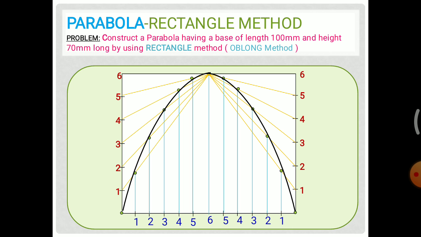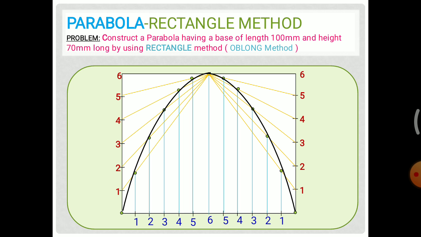And after the division into equal parts in the vertical as well as horizontal sections, join all the vertical points, that is 1 2 3 4 5 6, which is visible in dark maroon color. These points have been joined to the top center of the rectangle, visible in the yellow color.